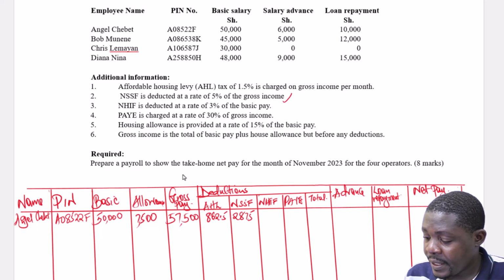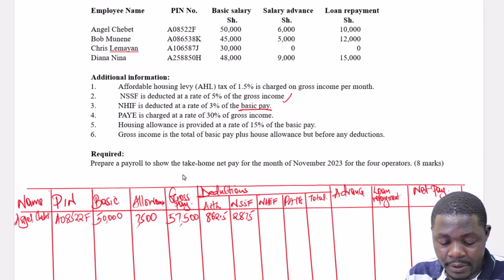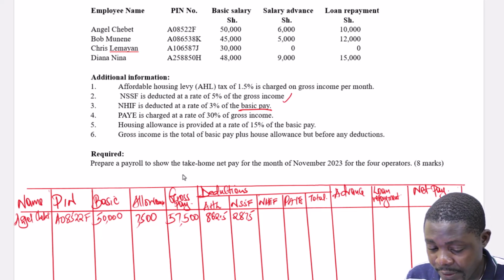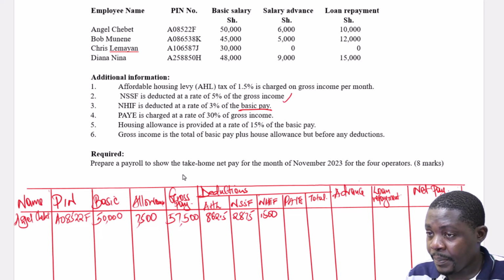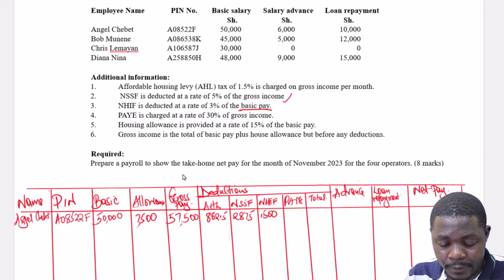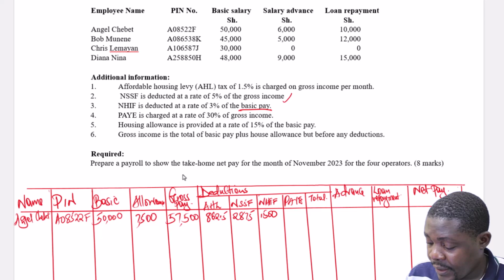NHIF, it is 3% of the basic. That's 3 over 100. We are multiplying by 50,000, not 57,500. With 50,000, we get 1,500. And then PAYE, 30% of the gross, 57,500. You get 17,250.